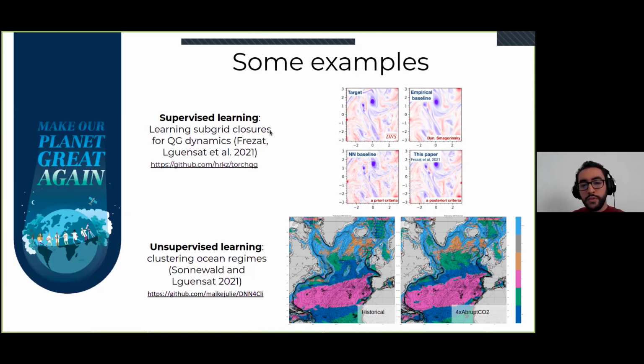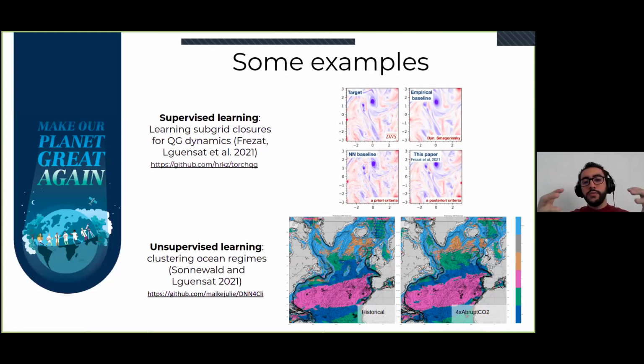And subgrid closures, if you want me to simplify it here, is supposing you assume that you have a DNS, which is a direct numerical simulation, a high resolution simulation of some turbulent dynamics, okay? And this is very expensive too, okay? Well, not as expensive as climate models. Climate models are really very, very expensive.